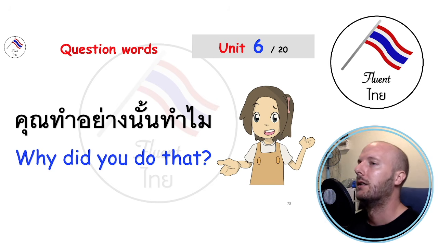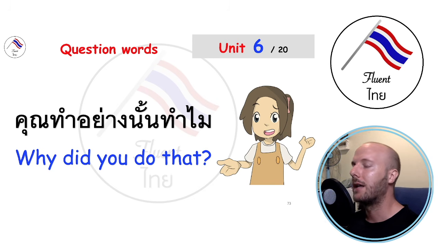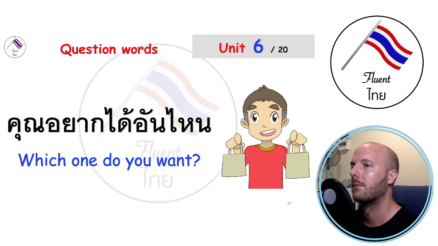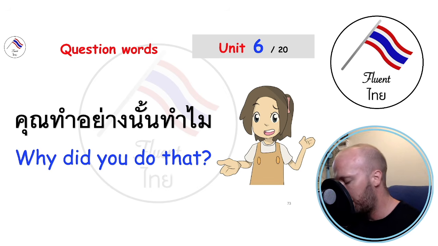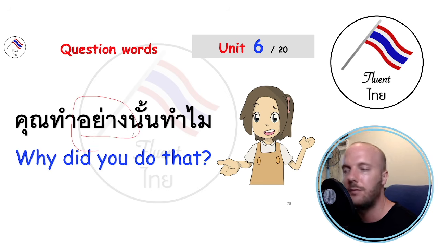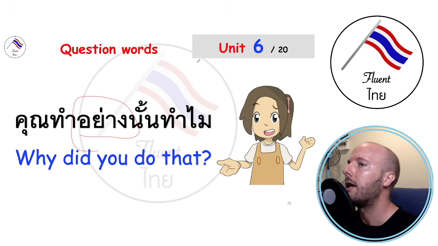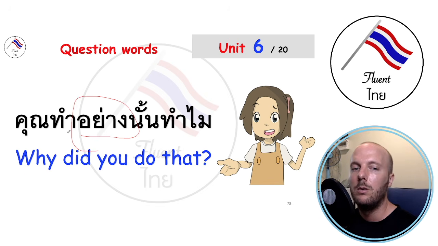Why did you do that? คุณทำอย่างนั้นทำไมครับ You might be wondering what's this word อย่าง. It has a few meanings, but what is this sentence saying? It's saying you do in that manner. It's kind of like the word like, or in the manner of. Does that make sense?